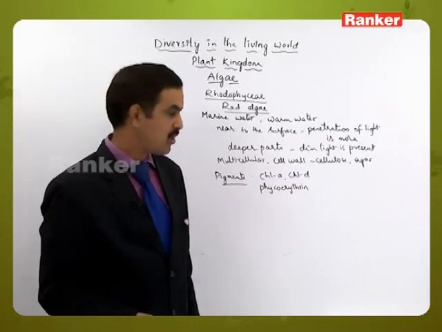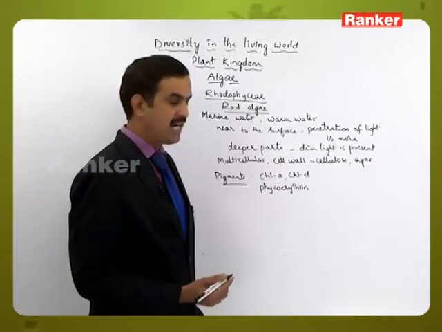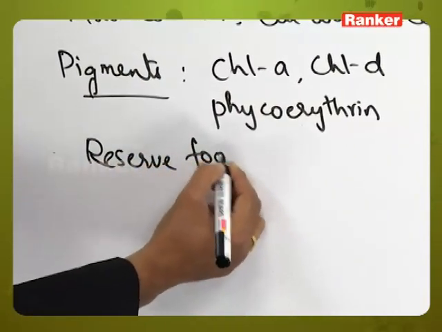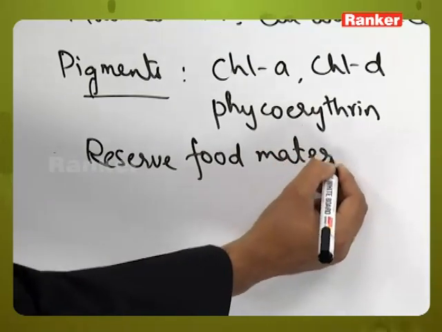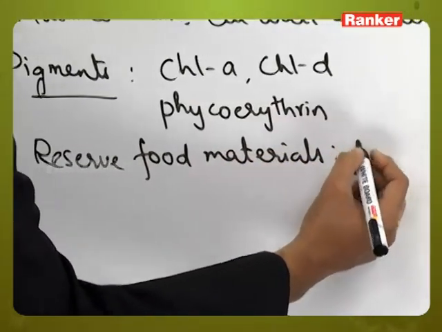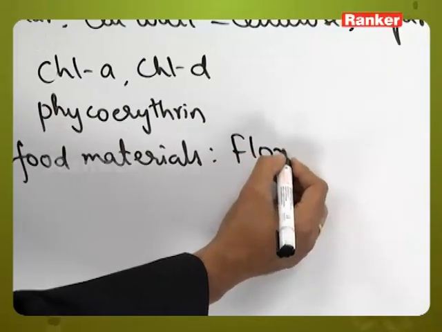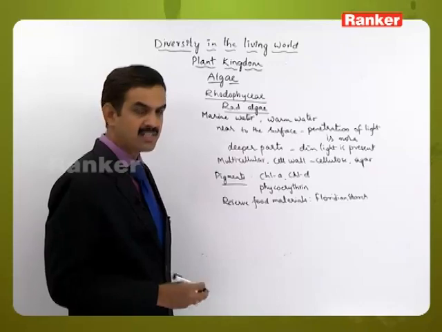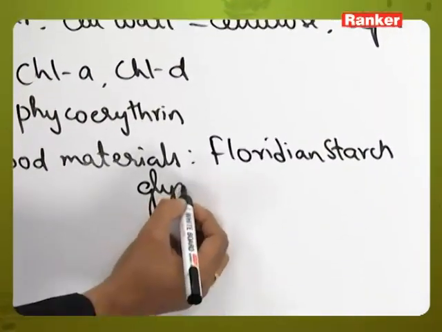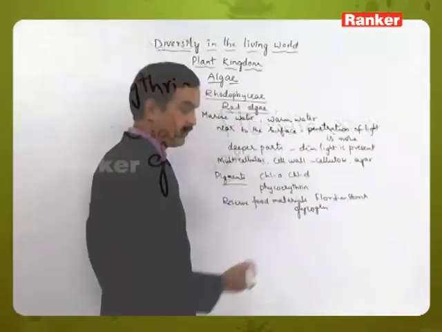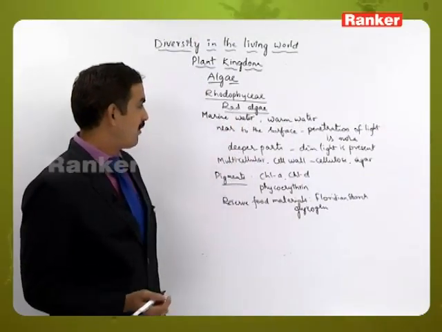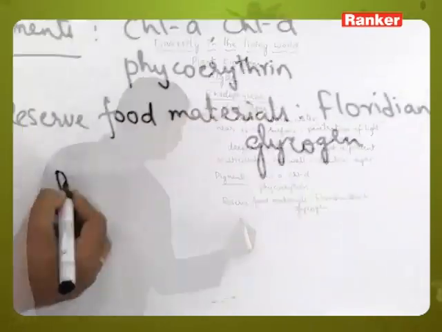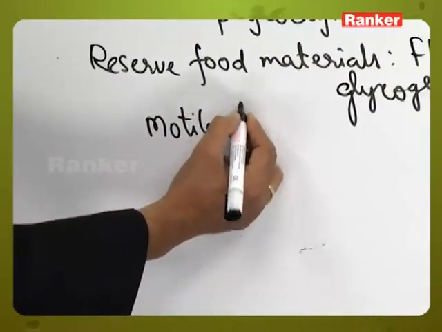The red color is because of phycoerythrin in them. They perform photosynthesis and store the excess food material in the form of Floridian starch, and some will store it in the form of glycogen also. In the life cycle of these red algae, generally the motile structures are absent.